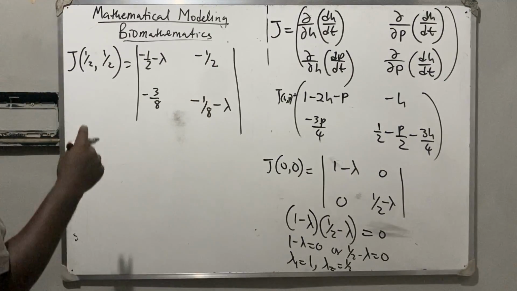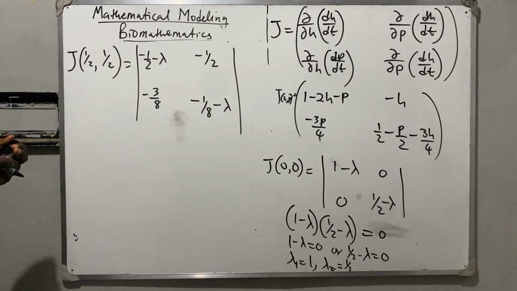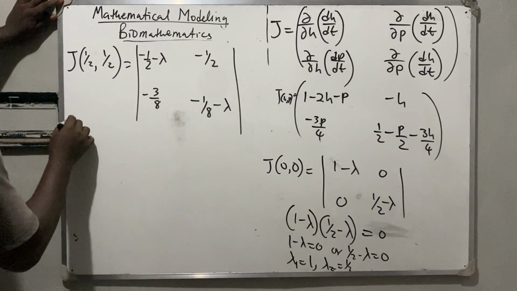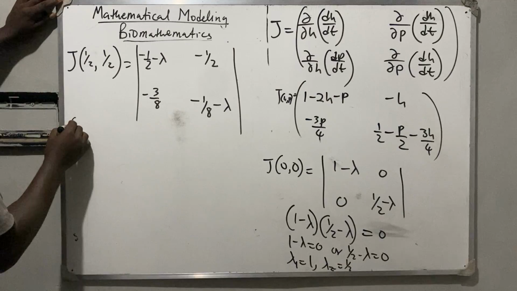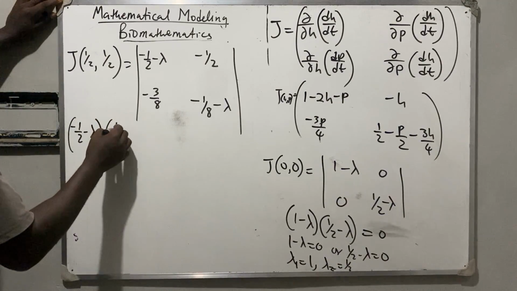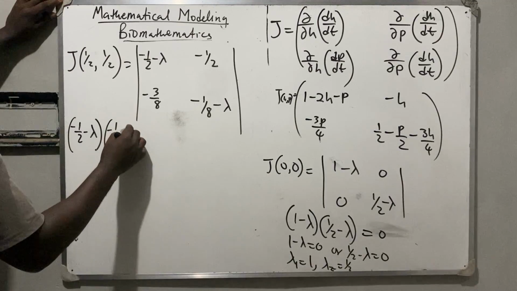Please check your own and be very, very sure. I think that is it. So let us do the same thing again. This time this is giving us minus 1 over 2 minus lambda multiplied by minus 1 over 8 minus lambda.